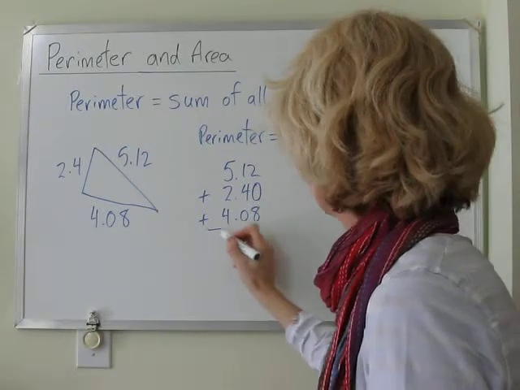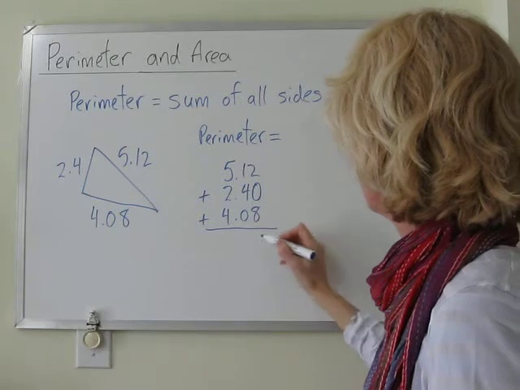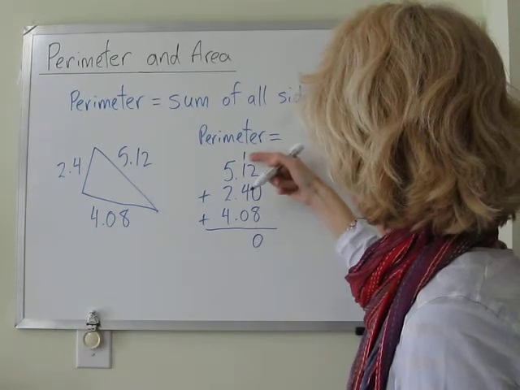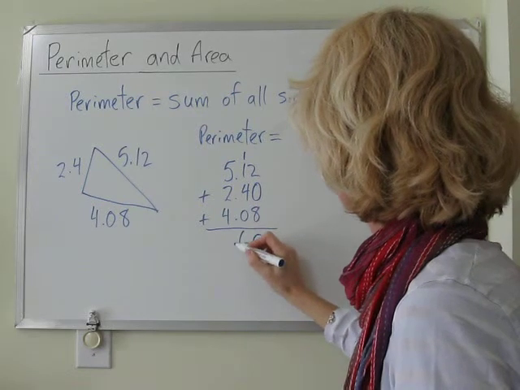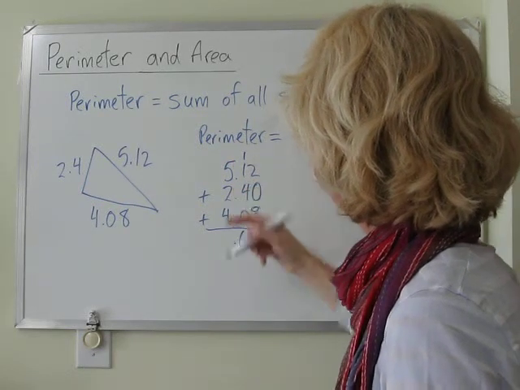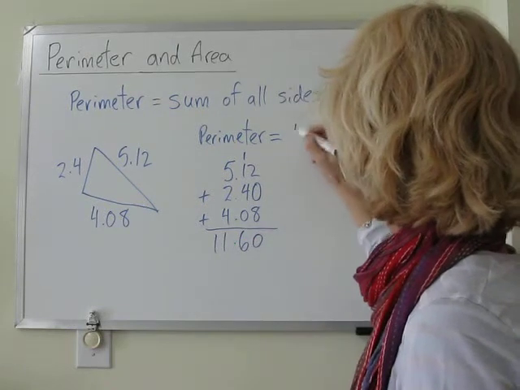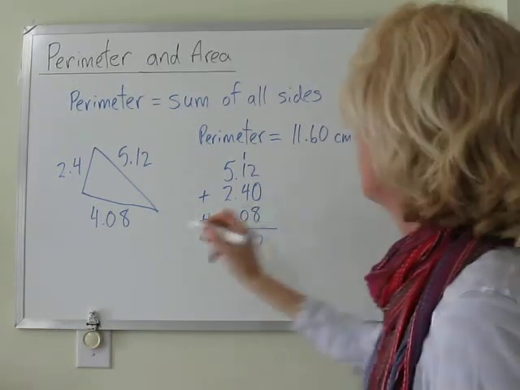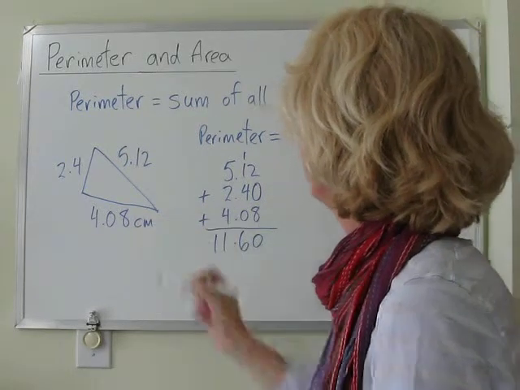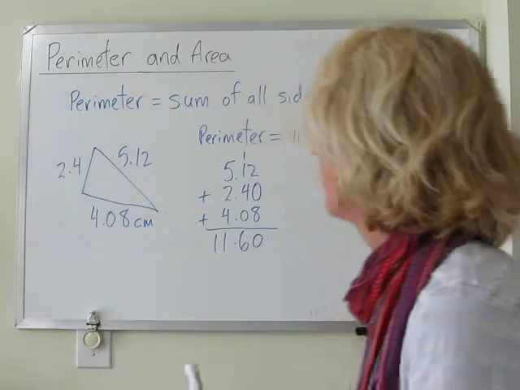Okay? Yep. Good. Okay, 2 plus 8? 10. Okay, and 1 and 1? 2. Plus another 4? 6. And our decimal, and then 5 and 2? 7. And 4, 11. Good, so the perimeter equals 11.60. Maybe this one is in centimeters. The measurements are in centimeters. Good, okay, pretty easy for perimeter.